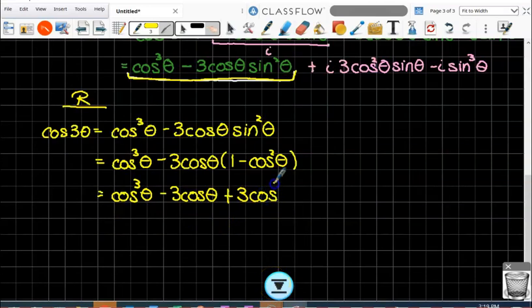Cos cubed. And lo and behold, what's 1 cos cubed plus another 3 cos cubed? It's 4 cos cubed, which is what we wanted. Right?